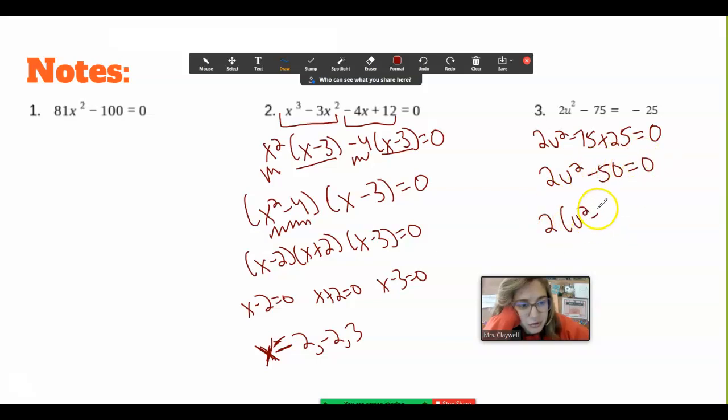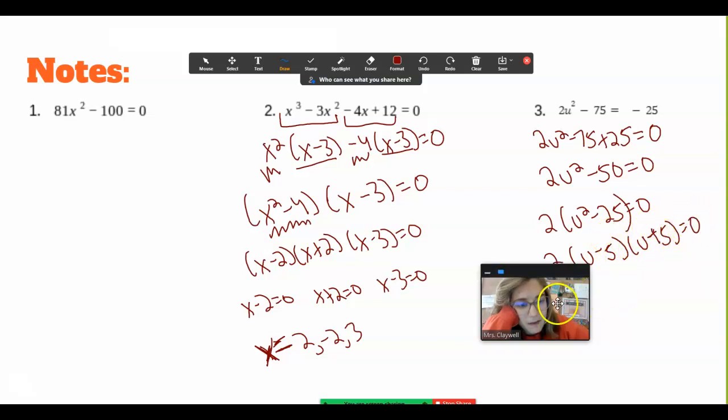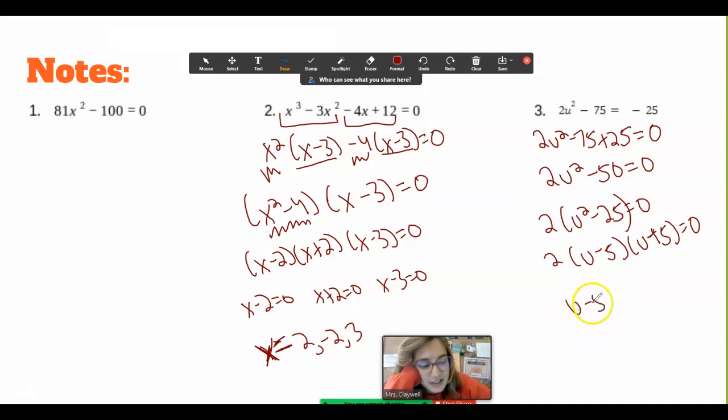I can pull out a u. Now I have difference of squares. 25 is a 5 squared, and u squared is a u squared. So I can set each of these equal to 0.